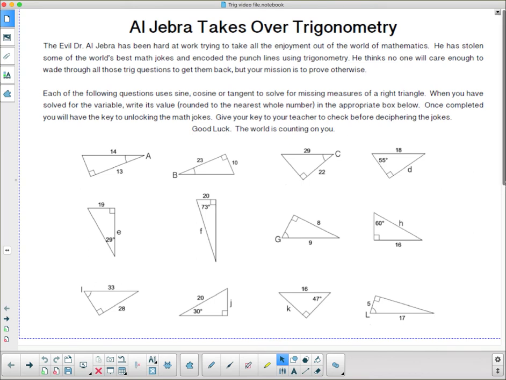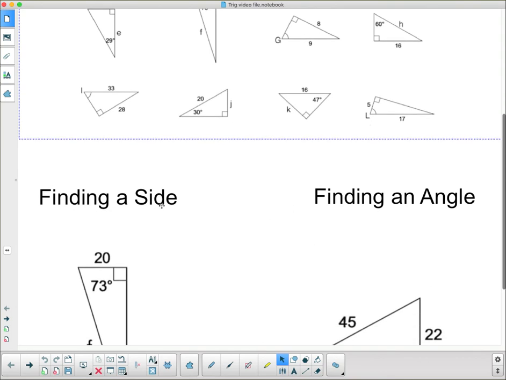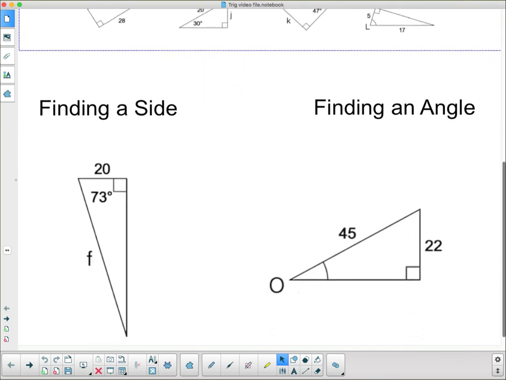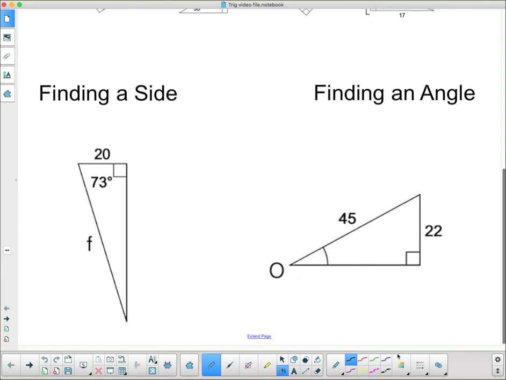So I'm going to go over a couple of these with you. I'm going to go over one finding a side and one finding an angle, and just show you how this is going to solve the puzzle. So starting with finding a side, you'll know it's a side because it has a small letter on the side. You'll know you're finding an angle if it's a capital letter on the corner of the triangle instead of on the side. So let's find this side length F right now.